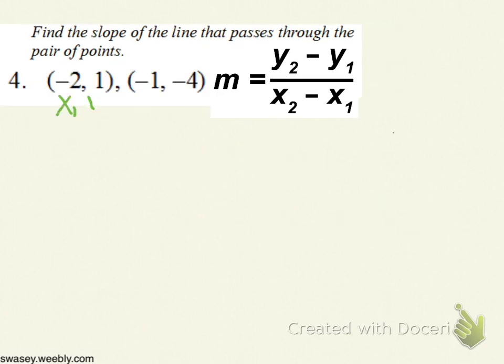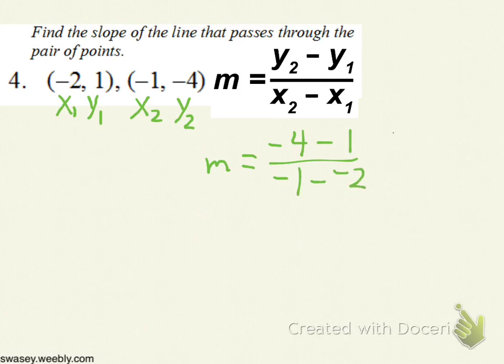Again, label your points. Substituting into the slope formula, you have y sub 2, which is -4. Minus from the formula, 1 on top. On the bottom, -1 minus -2. So on the top, -4 minus 1 is -5. On the bottom, -1 minus a -2 is the same as -1 plus 2, which is +1. Divide that and you get -5 for your slope.